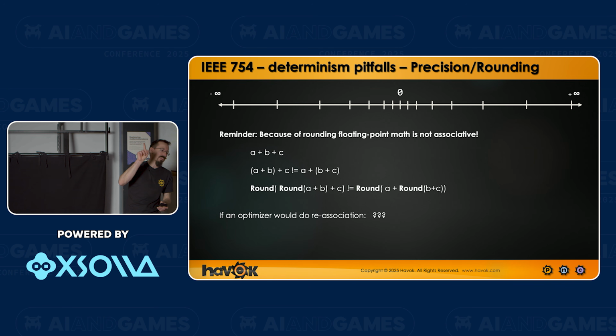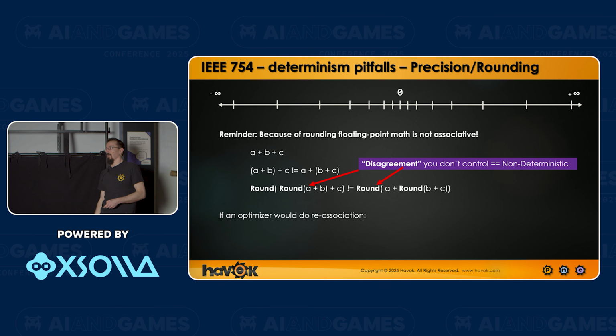And the funny thing is, if the optimizer does reassociation because it's smart and trying to factor out some terms so it doesn't have to redo them, then things go wrong, because these are disagreements of two different systems if a compiler can decide.